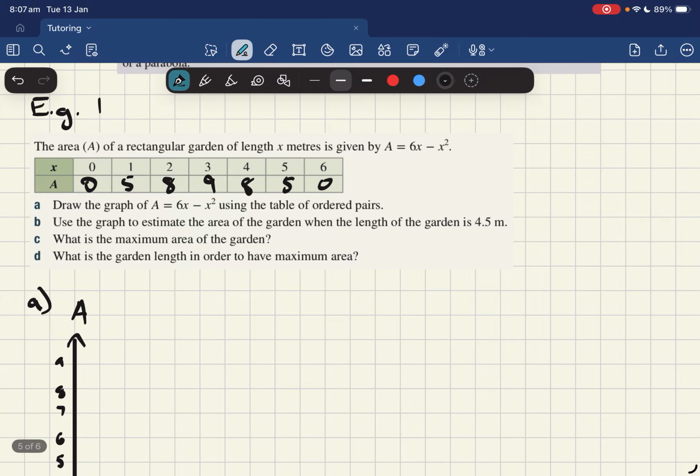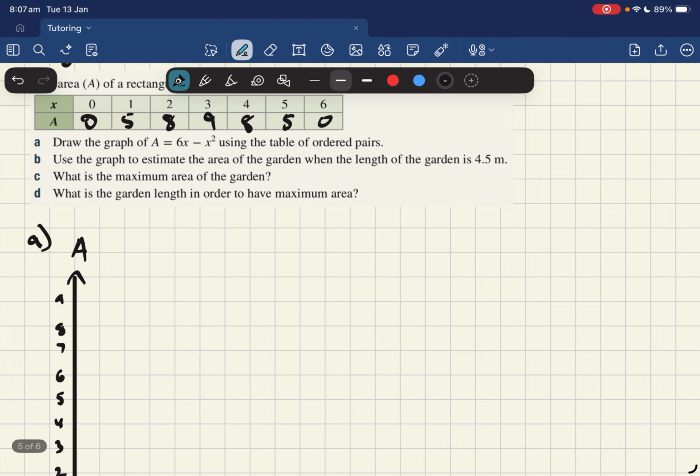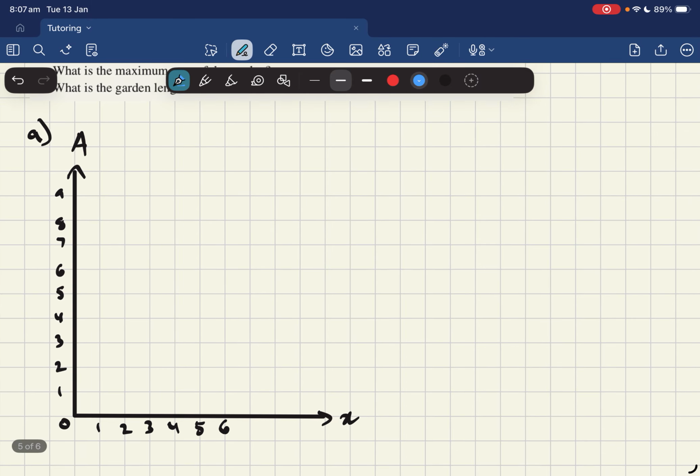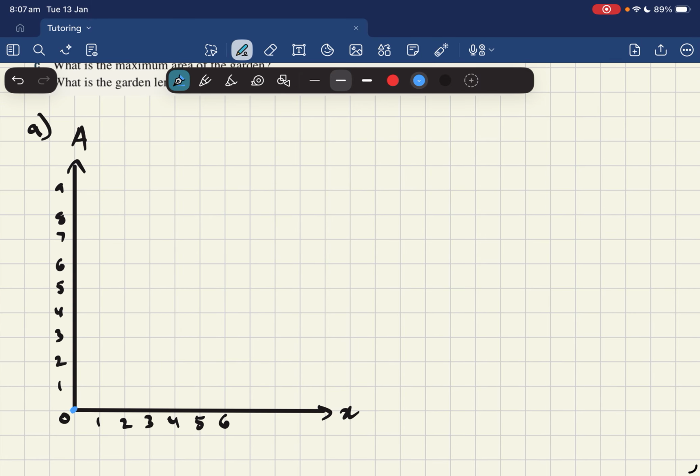So now that I have these, I can go ahead and sketch this. I'm going to write in my ordered pairs. When x is 0, A is 0. When x is 1, the area is 5. When it's 2, the area is 8. When it's 3, the area is 9. And then it goes back down.